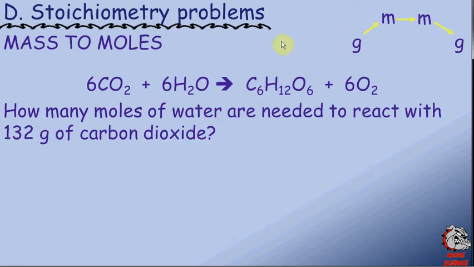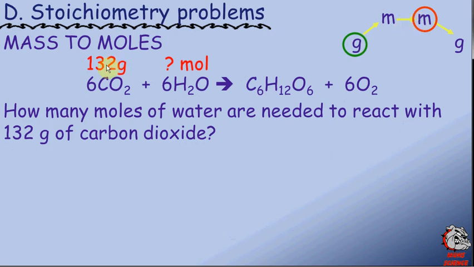Let's take a look at another one. This one is mass to moles. This time I'm starting with 132 grams of carbon dioxide. So I'm starting with the G on the far left, and I'm going to moles of water being reacted. So my start point is grams, my end point is moles. I have to cross 2 arrows, so that tells you there's going to be 2 parts to this.